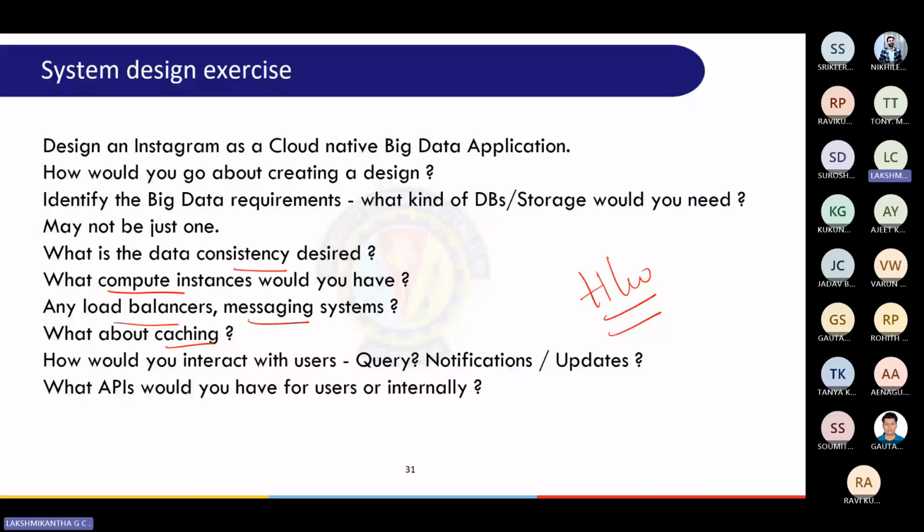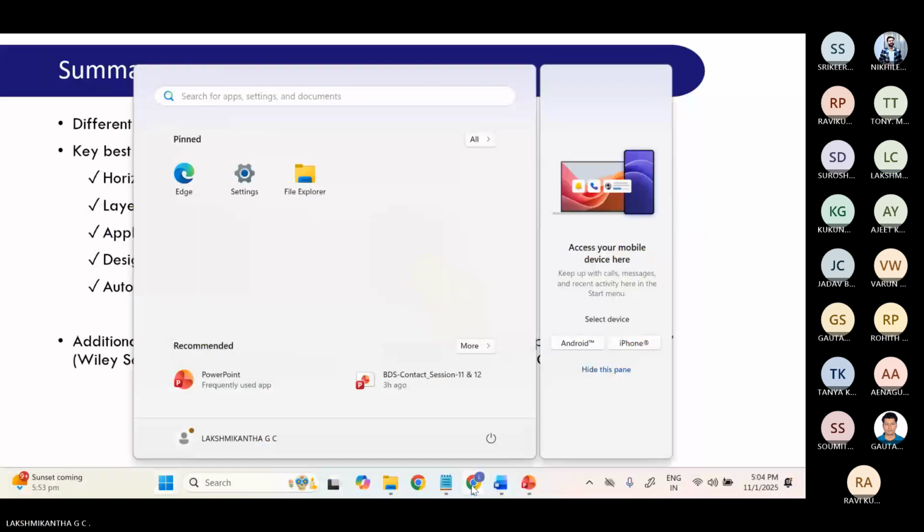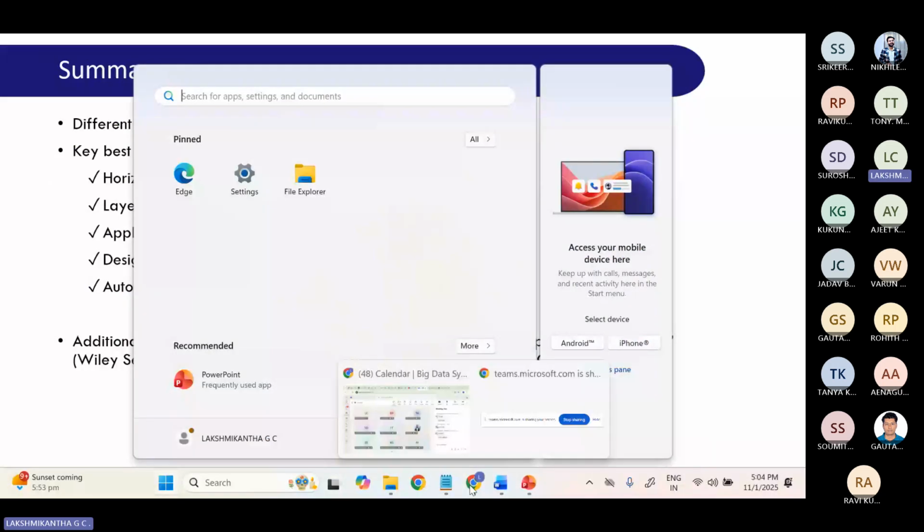I hope everyone understood this. So this is a summary. Is this crystal clear to everyone? Shall I get quick responses?